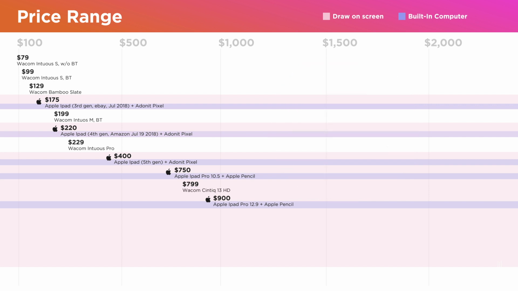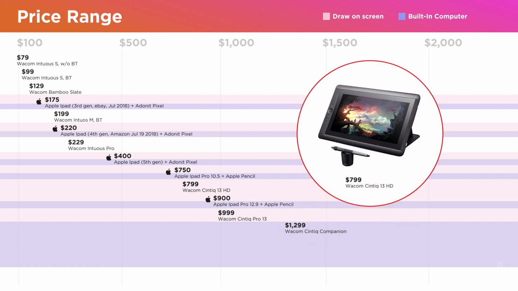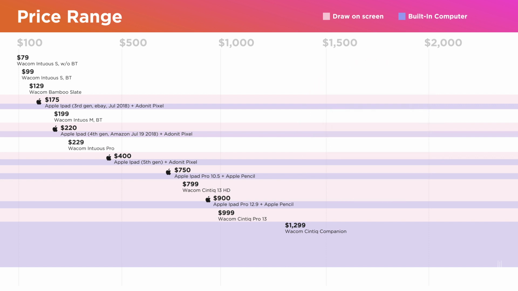In fact, it's not until $800 that Wacom offers a similar deal to the $220 iPad with Adobe Pixel. And even still, it's just a screen, not a computer with an operating system on it. So just for a second monitor that you can draw on, Wacom is asking for about $800 to $1,000. We have an older Cintiq companion at $1,300, which is a hefty price, but the operating system is included.